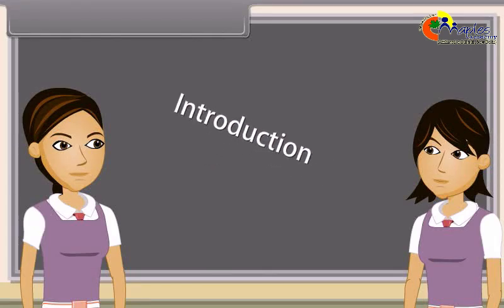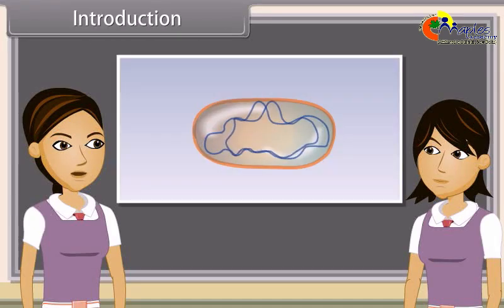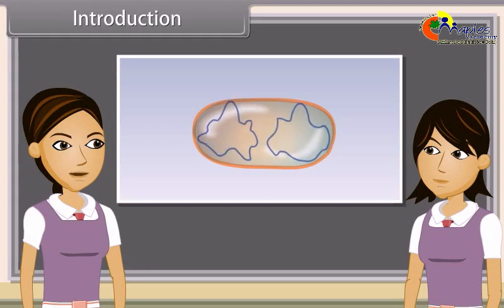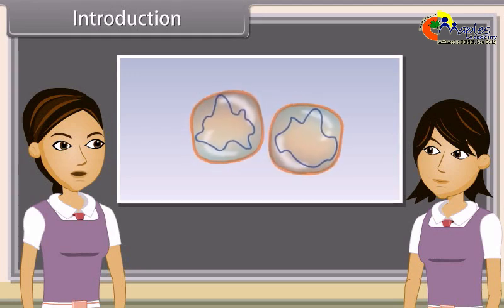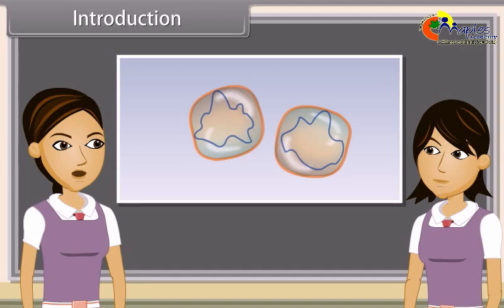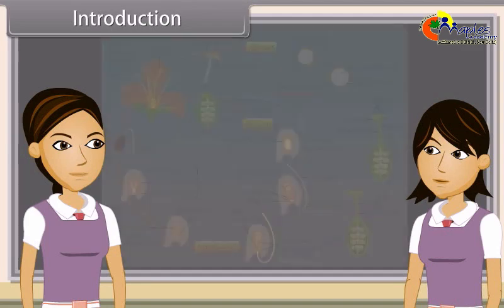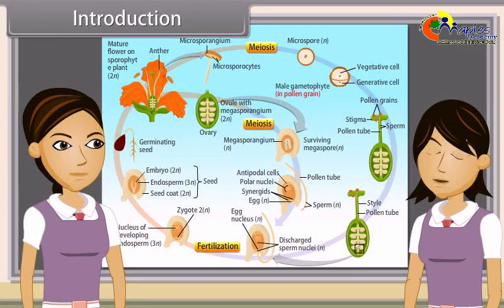Introduction. As we have already discussed, reproduction is the ability of all organisms to produce young ones similar to themselves in most of the characters. Yes, Madhuri, and the process which involves fusion of male and female gametes to form a new individual is known as sexual reproduction.